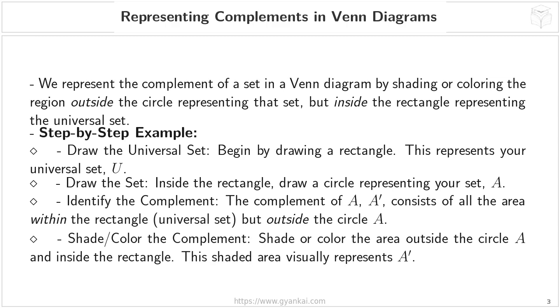Finally, shade or color the complement. This is where we make it visually clear. We shade or color the area outside the circle A and inside the rectangle. This shaded area is the visual representation of A prime, the complement of A. It shows us all the elements that belong to the universal set, but not to set A. This is a fundamental skill, and we'll be building on it as we move forward, especially when we start looking at complements with multiple sets. So, make sure you're comfortable with these steps before we proceed. We'll be using this technique repeatedly, so practice drawing these diagrams until it becomes second nature.